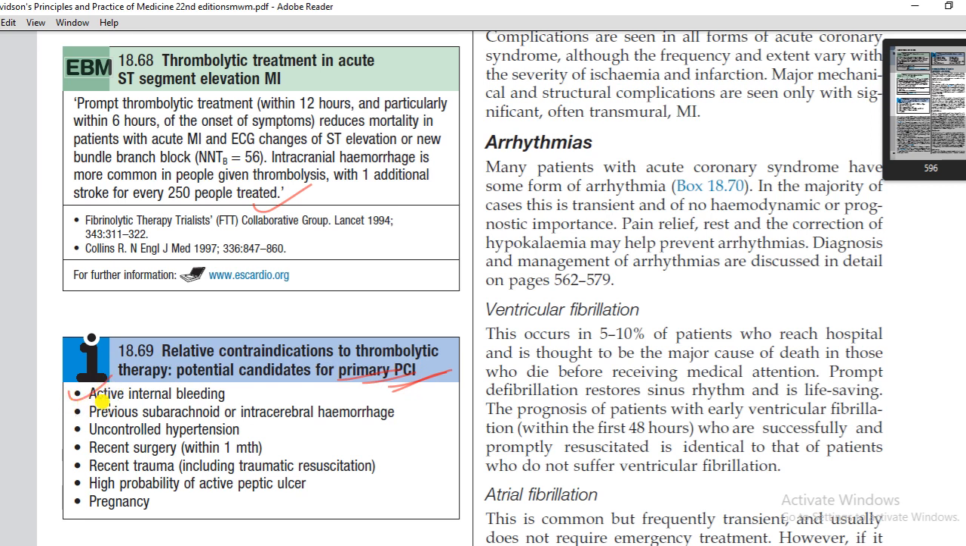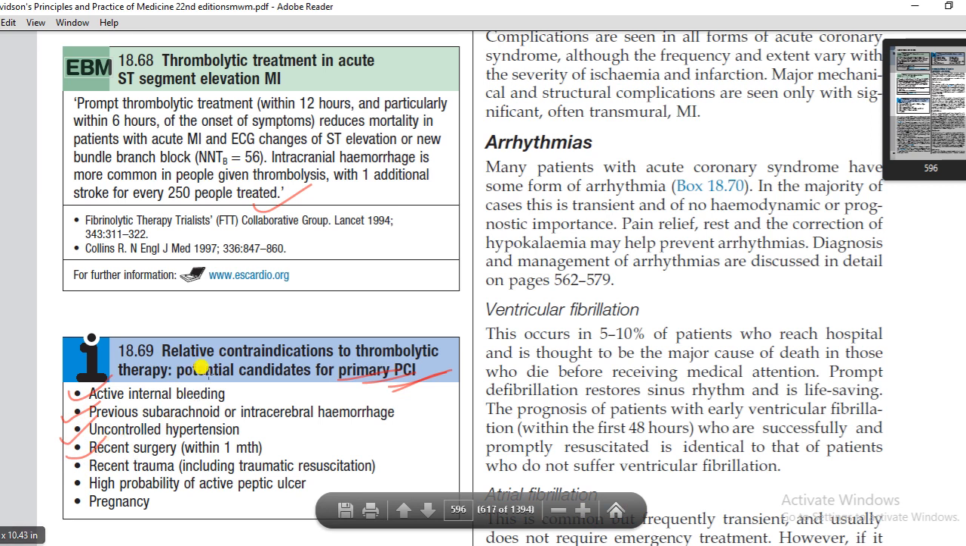Previous subarachnoid or intracerebral hemorrhage, uncontrolled hypertension, recent surgery. Patients with bleeding disorders and recent surgeries fall under the same category. Recent trauma is also in the same category. High probability of active peptic ulcers, pregnancy, previous subarachnoid or intracranial hemorrhage, uncontrolled hypertension.